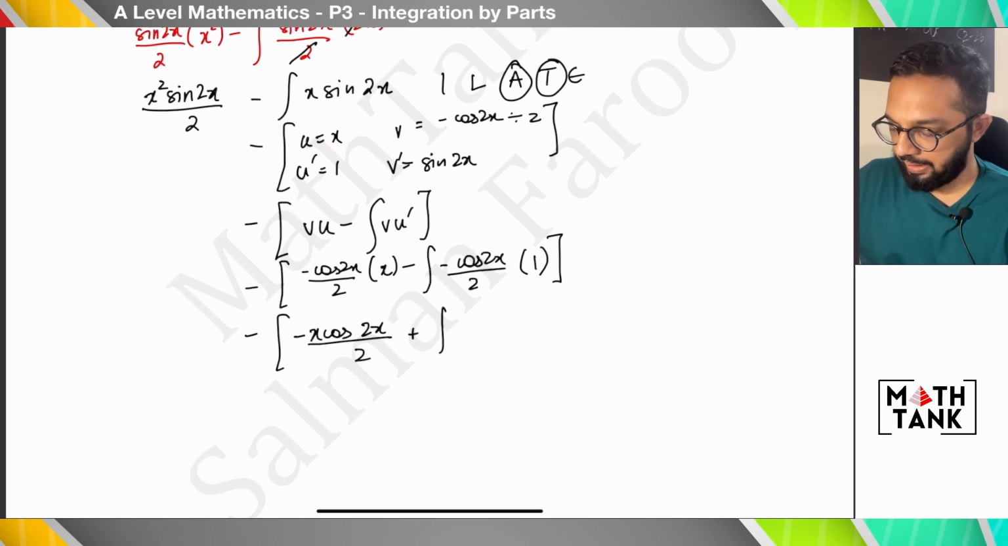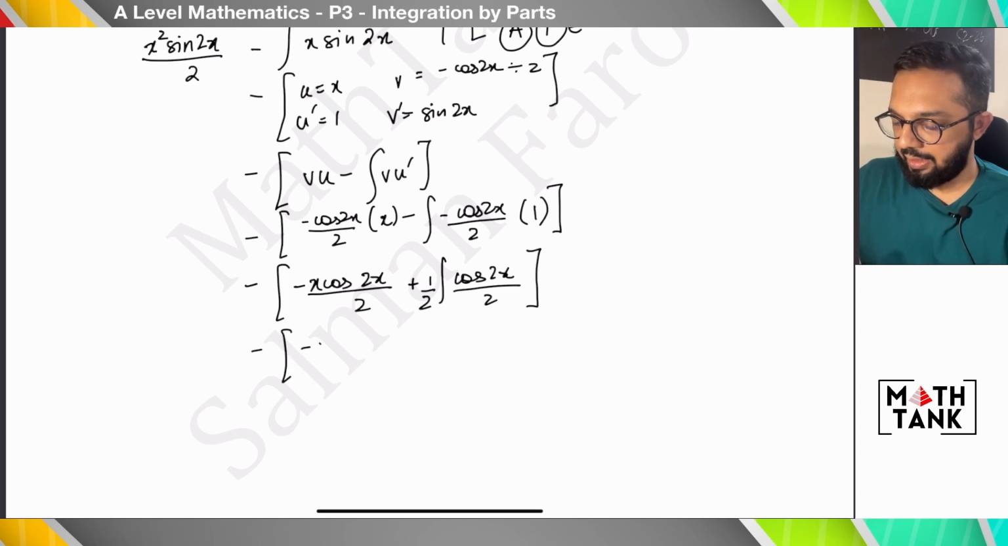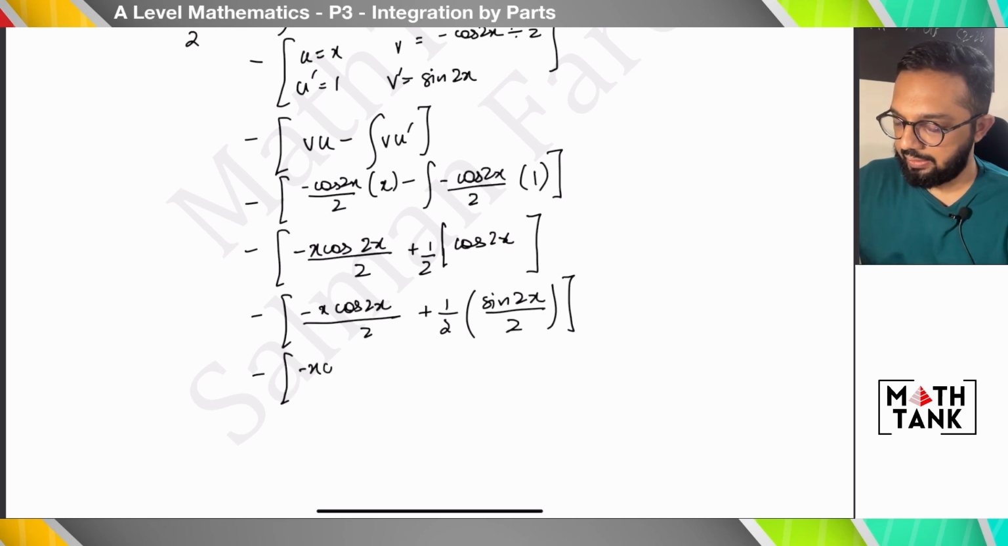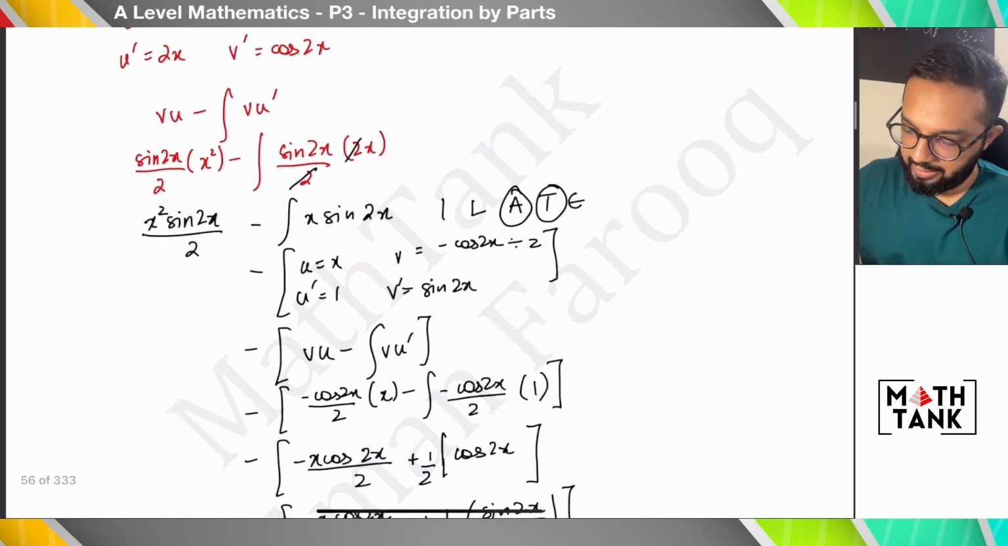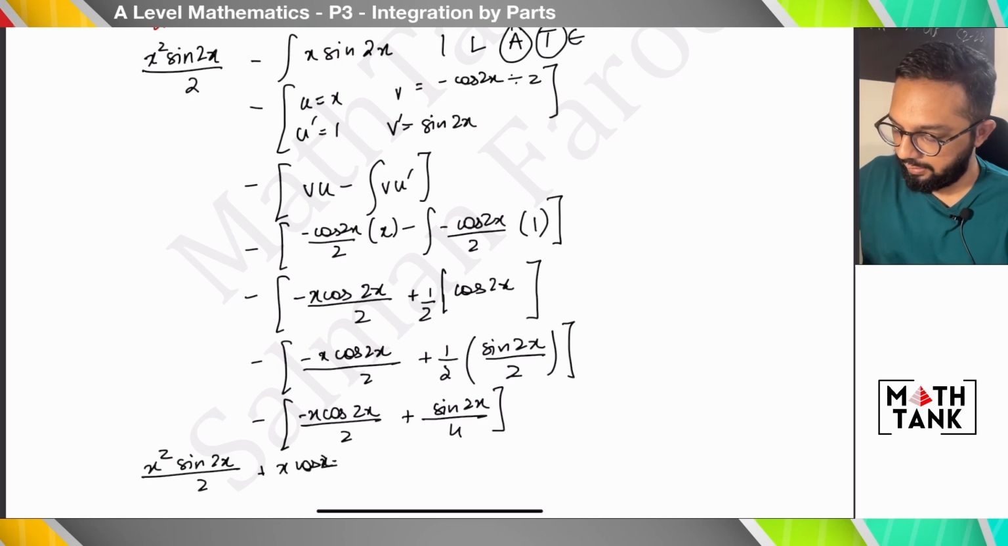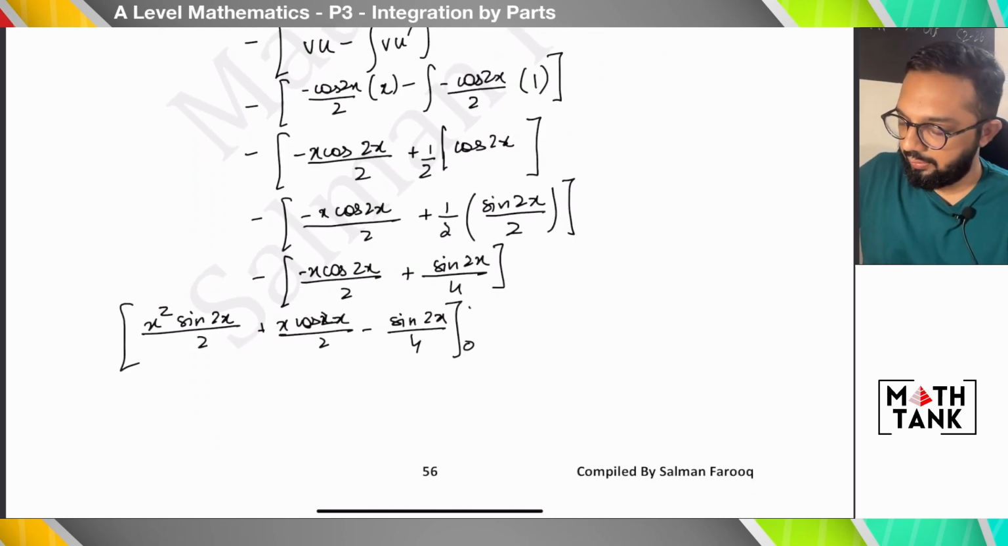I'm going to pull out the minus outside and half outside as well. So minus bracket minus x cos 2x over 2, and then this integrates to, okay, I've pulled out the 2 common, there's no 2 here, half, and this becomes sine 2x over 2. So I have minus bracket minus x cos 2x over 2 plus sine 2x over 4. So writing the entire thing and then plugging in the limits 0 to pi over 4: x squared sine 2x over 2 plus x cos 2x over 4 over 2 minus sine 2x over 4, from 0 to pi over 4.